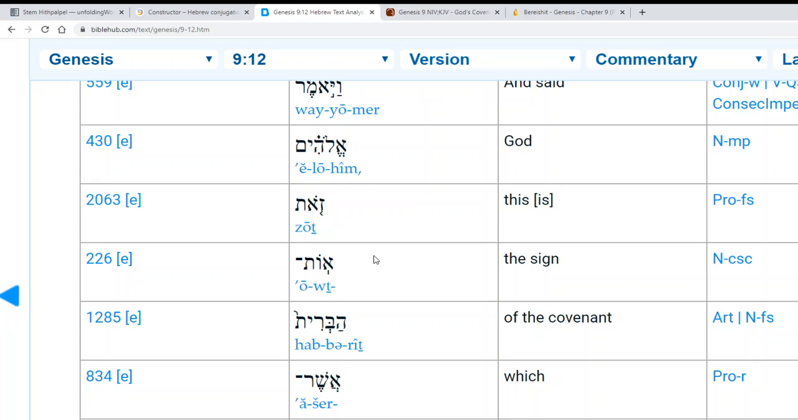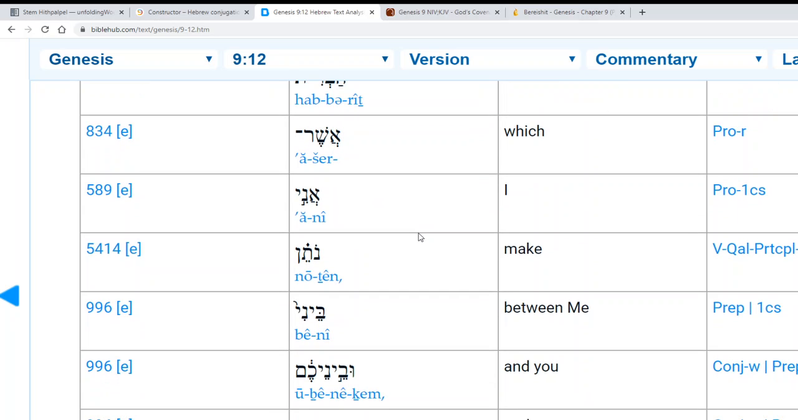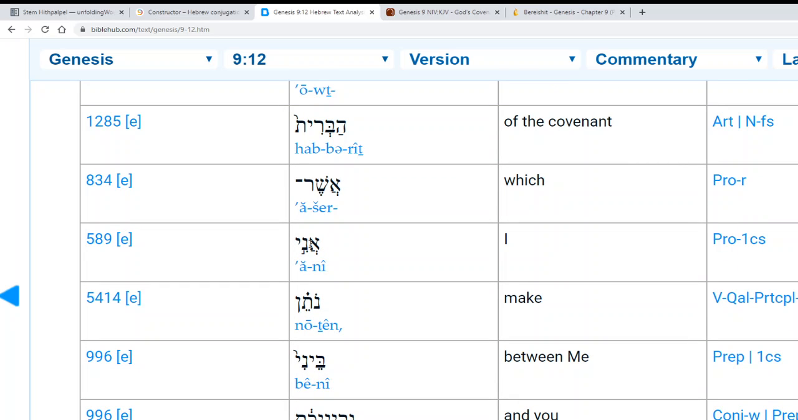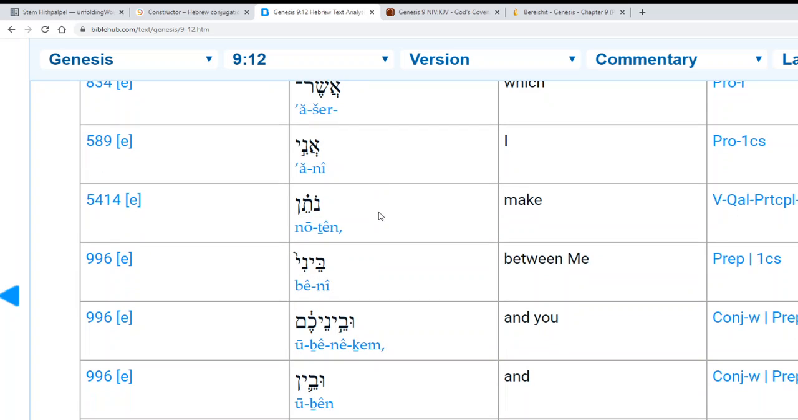Otiot, you will find in many places, but so this is in construct form with habrit, right? Brit meaning covenant, with the article, ot habrit. This is the sign of the covenant. Asher is the pronoun relative. Ani is I, written more informally as opposed to anochi.